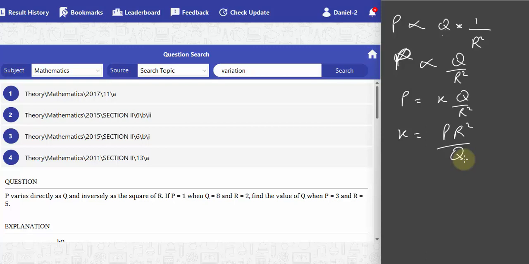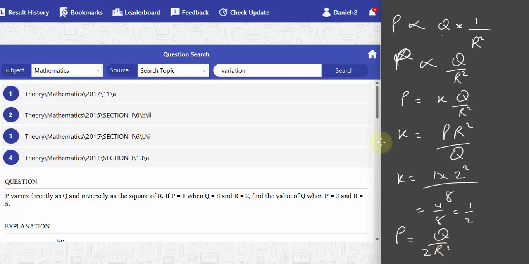So you need to know the value of P, R, and Q to get the value of K. So we are told that P equals 1 when Q equals 8 and R equals 2. So which means to get the value of K, you plug in P as 1, then R as 2, 2 raised to power 2, then Q is 8. So this becomes 4 over 8, which is 1 over 2. So this implies that P equals Q over R squared times 1 over 2, which becomes Q over 2 times R squared. So now this is the formula.